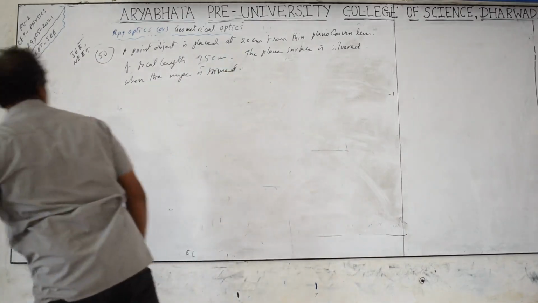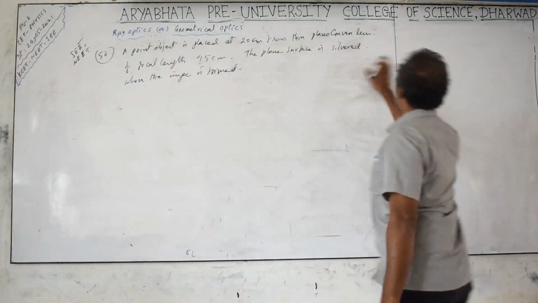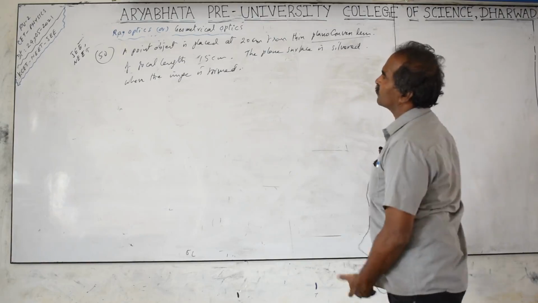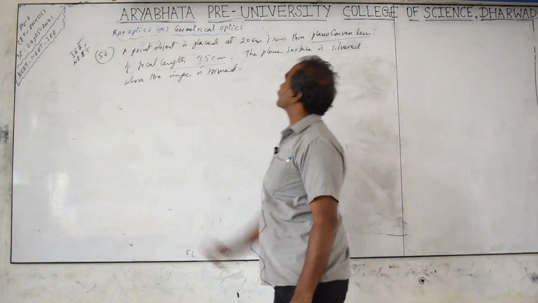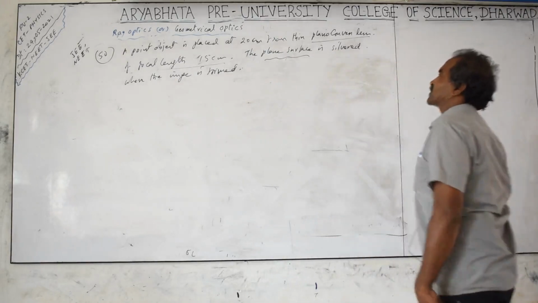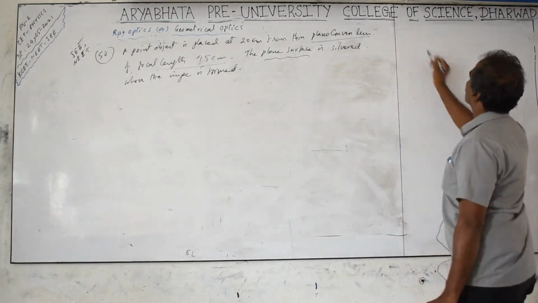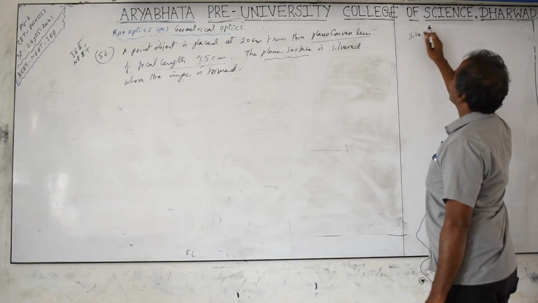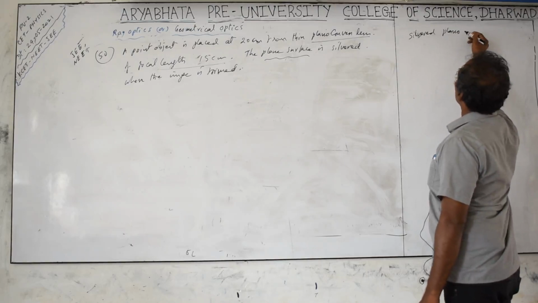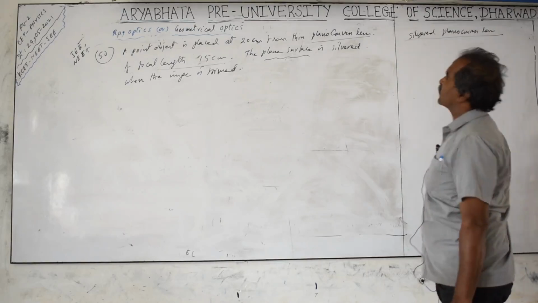Silvered mirrors. We are taking a plano convex lens with a focal length of 15 centimeters. The plane surface is silvered, or the curved surface is silvered. Two cases are in this: the plane surface can be silvered or the curved surface can be silvered. Silvered plano convex lens.